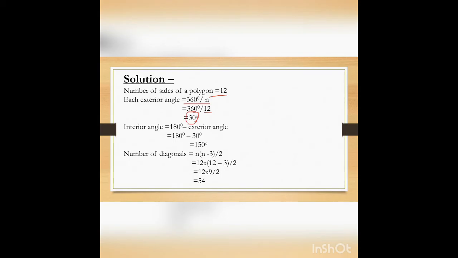Now again that interesting relationship, interior angle is equal to 180 degree minus exterior angle. So it is 180 degree minus 30 degree. That is 150 degree. Let us calculate the number of diagonals. That is equal to n(n minus 3) upon 2. That is 12 into (12 minus 3) whole upon 2. When you solve, you get the number of diagonals as 54.